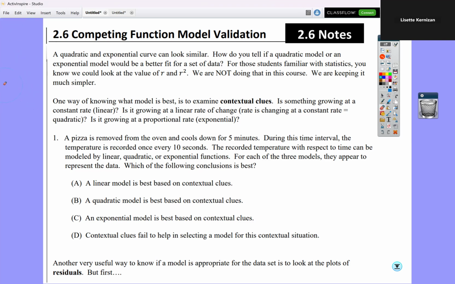For number one, a pizza is removed from the oven and cools down for 5 minutes. During this time interval, the temperature is recorded once every 10 seconds. The recorded temperature with respect to time can be modeled by linear, quadratic, or exponential functions. For each of these models, they appear to represent the data. Which of the following conclusions is best?